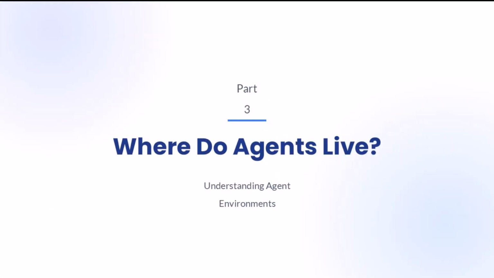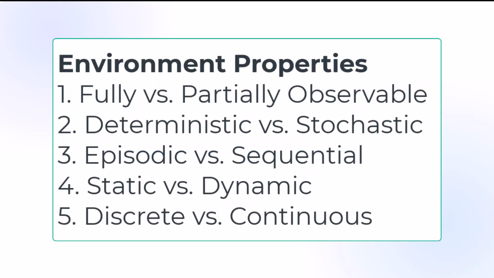When we design an intelligent agent, we first have to understand the world it lives in. We call this world the environment, and we describe it using 5 key properties: fully versus partially observable, deterministic versus stochastic, episodic versus sequential, static versus dynamic, discrete versus continuous.